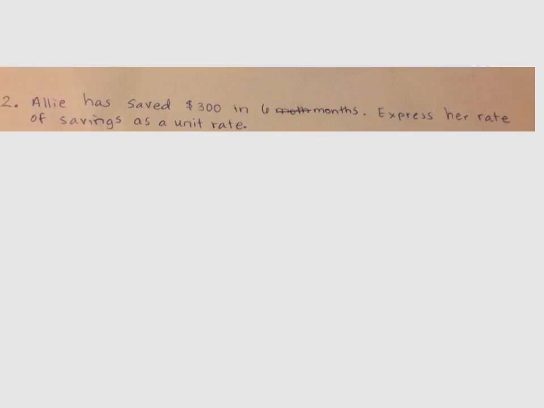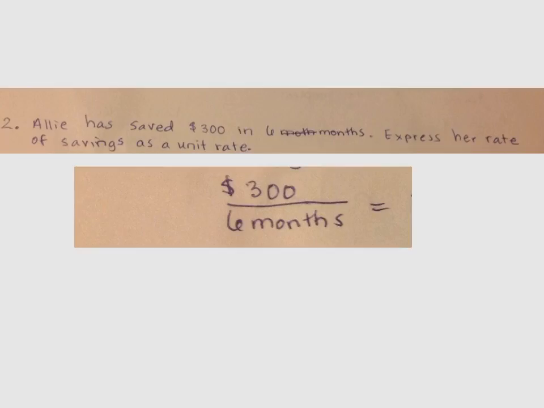Question number 2. Ali has saved $300 in 6 months. Sorry, I misspelled months there. Express her rate of savings as a unit rate. So again, you're doing the same thing. You need to set it up with the $300 on top and the 6 months on the bottom. And then we're going to divide it the way we were doing earlier. So there it is, $300 on top, 6 months on the bottom.